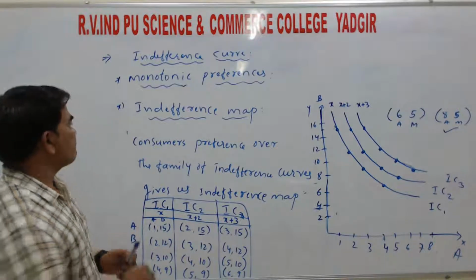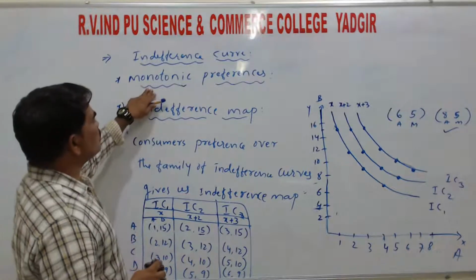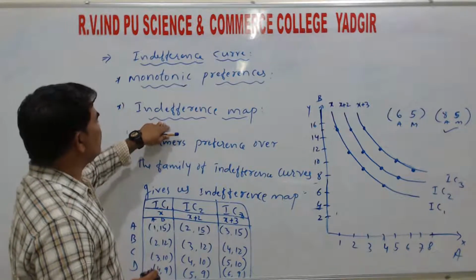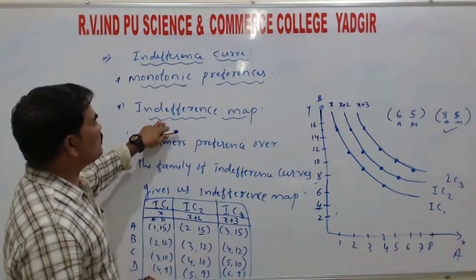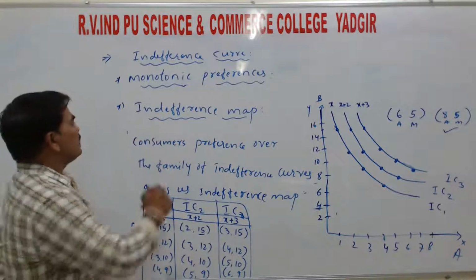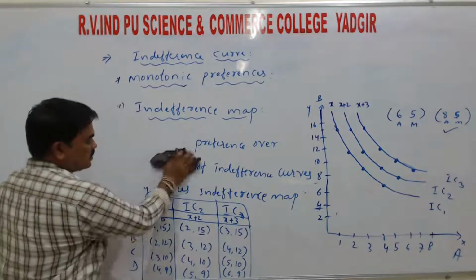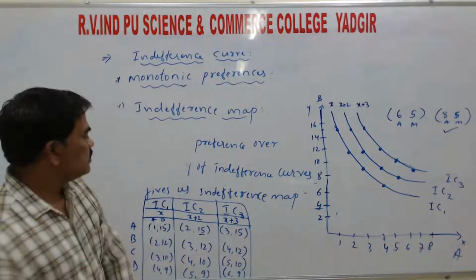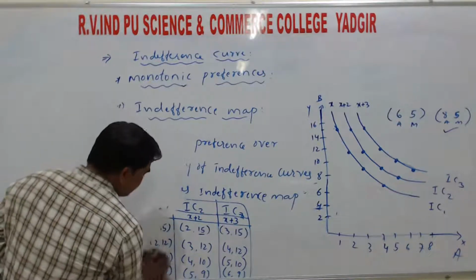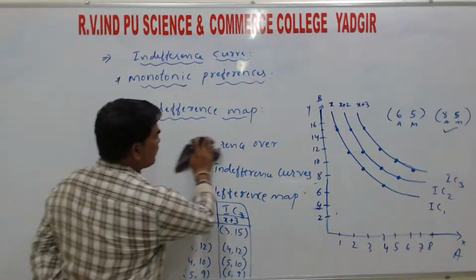Now we understood monotonic preferences. Now we have also discussed what an indifference map means. The next topic is the features of indifference curves.